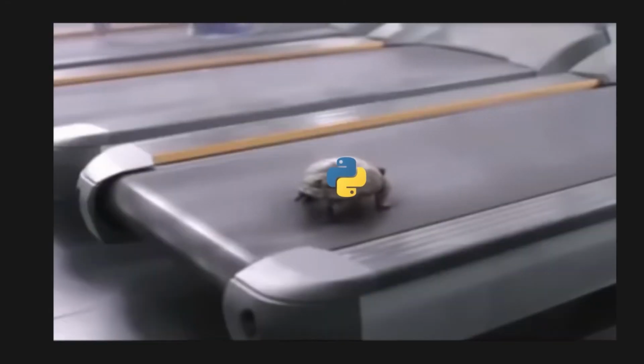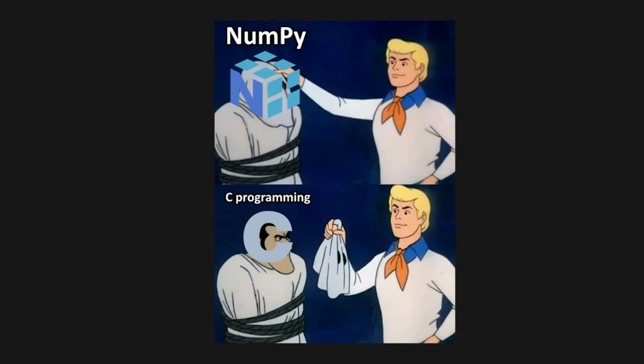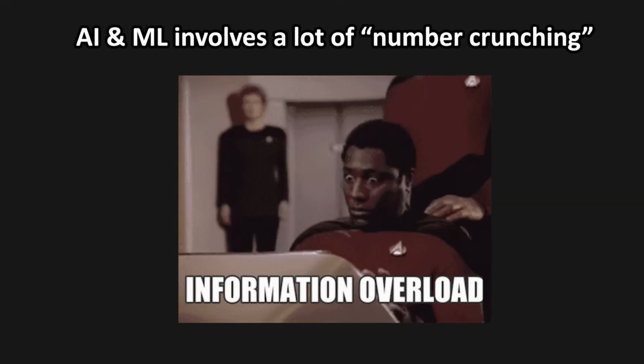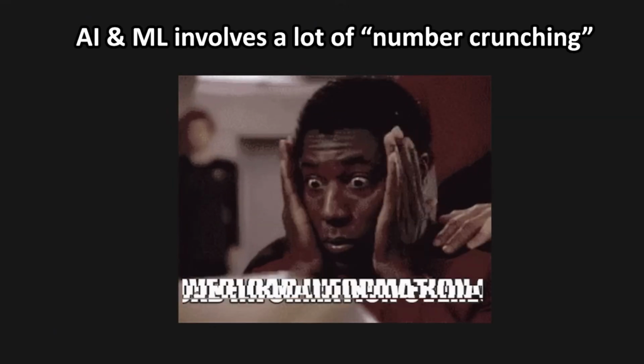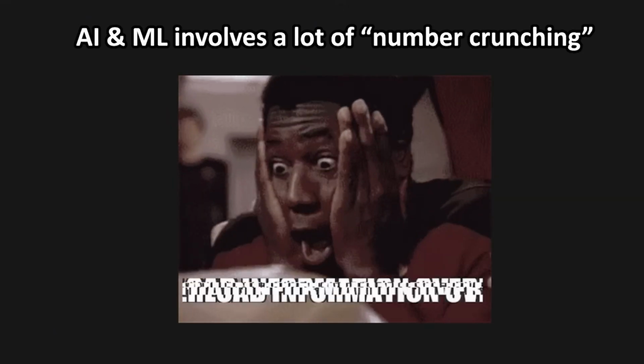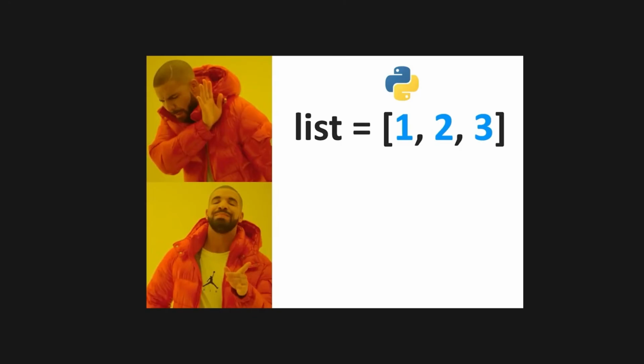However, Python is really slow. That's where NumPy comes in. Under the hood, it's written in C, which is magnitudes faster than regular Python code. With AI and machine learning, you're often working with massive datasets and you need to do a lot of number crunching. Plain Python lists, not gonna cut it.